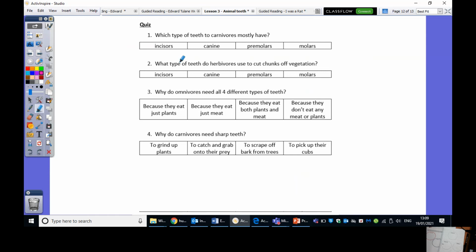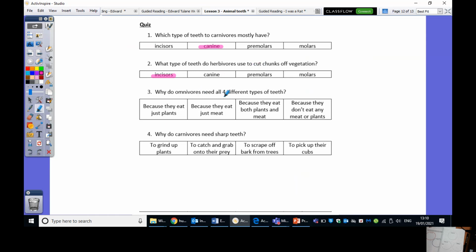Of course, the answer there is canine. What type of teeth do herbivores use to cut chunks of vegetation? Are they incisors, canines, premolars, or molars? Of course, it is incisors, because we know that they use those to cut. That's the key word there.